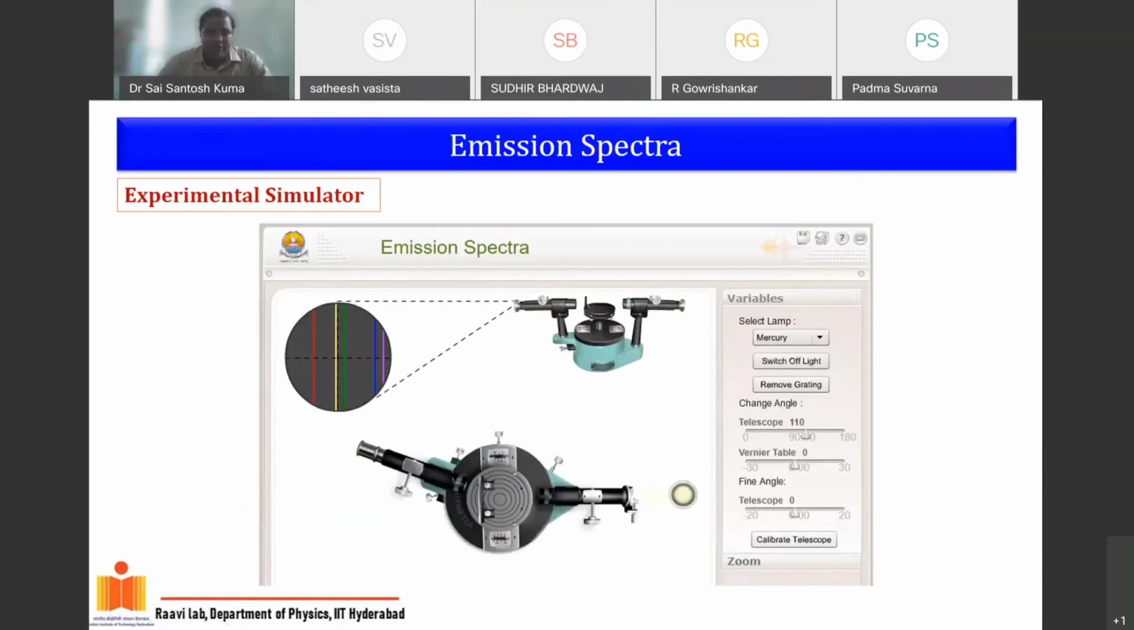I'm going to show you there. As I said, you need to do the basic things. Make sure that the telescope is calibrated, etc., and you're going to see the lines or emission of the mercury. The mercury vapor lamp is a white light source, and if you look at it, there are sharp colors coming out.